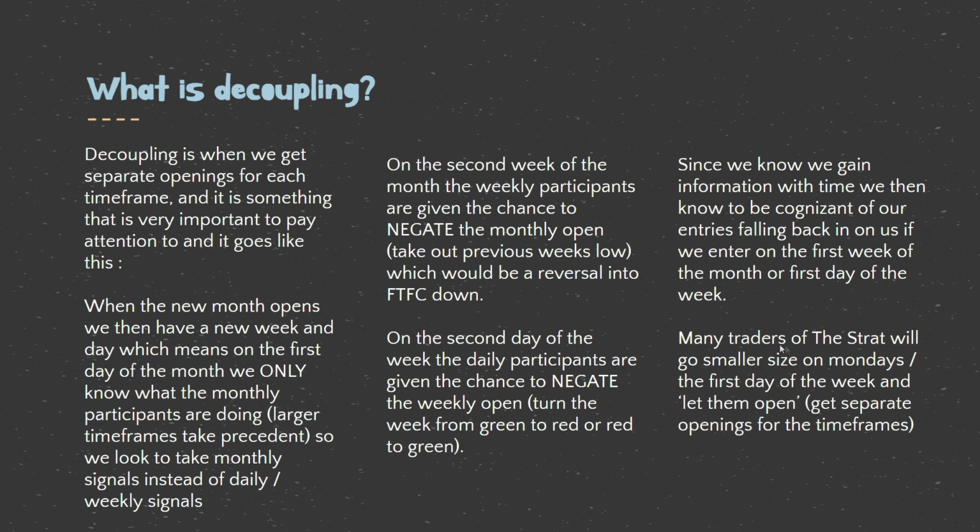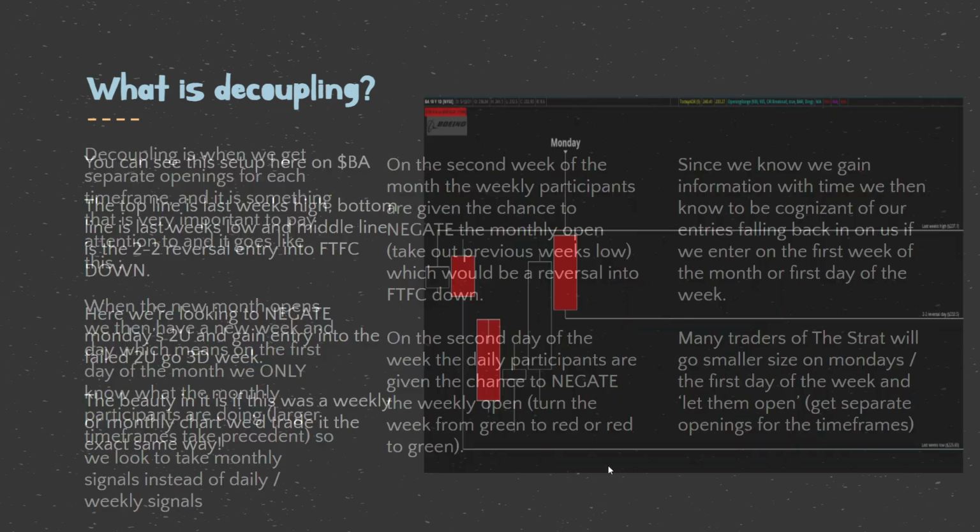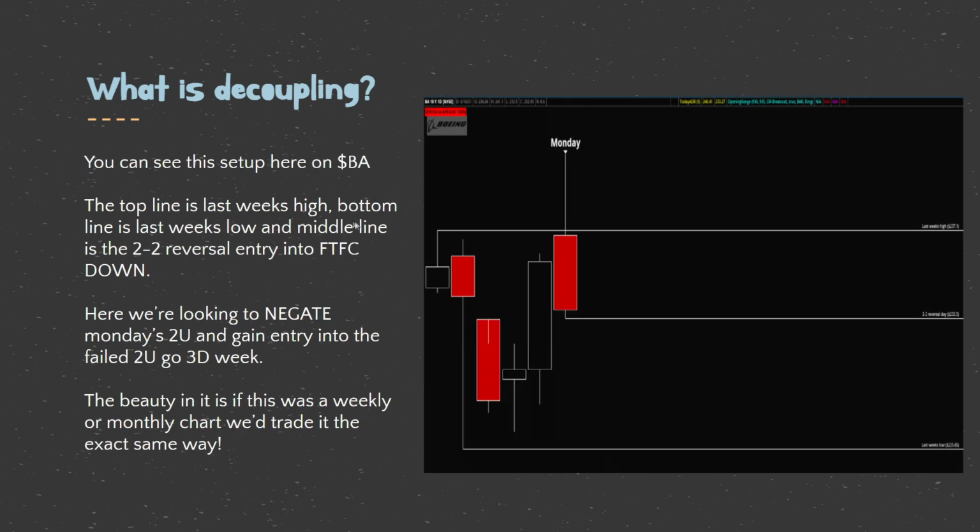But many traders of the strat will go smaller size on Mondays and the first day of the week and let them open, which is just, you want to get the separate openings for all the time frames, which you get more information from. So an example, this is on BA on the daily. The top line right here, this is last week's high. Not sure why I put low, but this is last week's high.